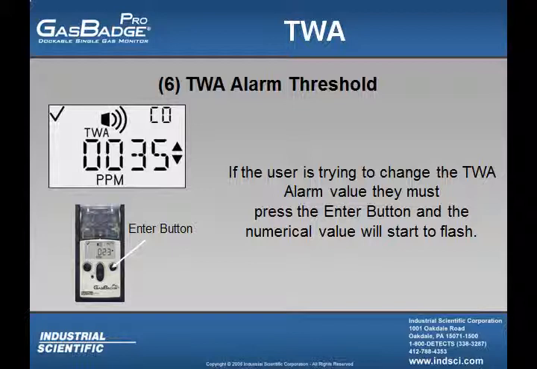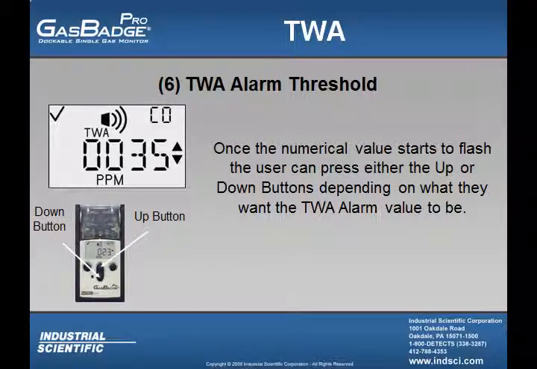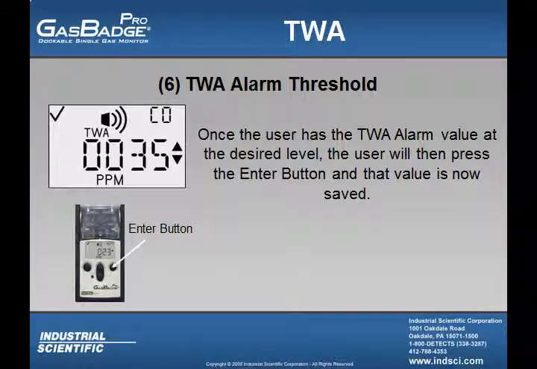Once that button is pressed, the numerical value will start to flash. The user can now press the up or down buttons to change this value depending on what they want the TWA alarm value to be. After the user has changed the alarm value, they must press the enter button and that value is now saved.